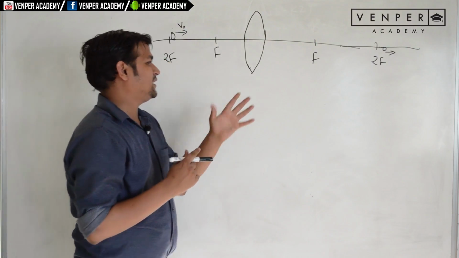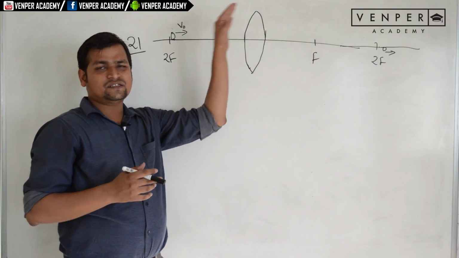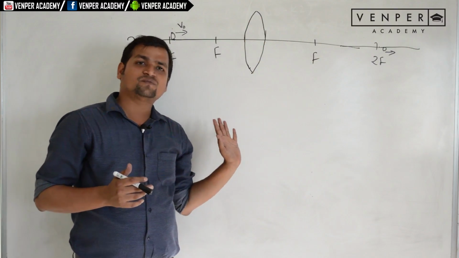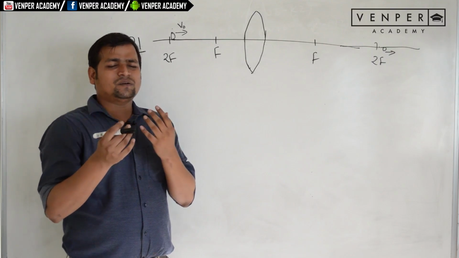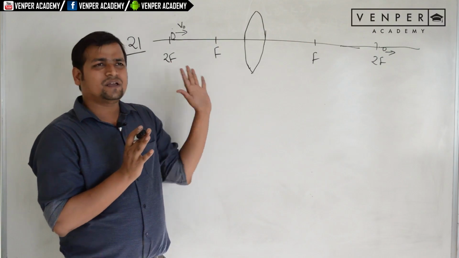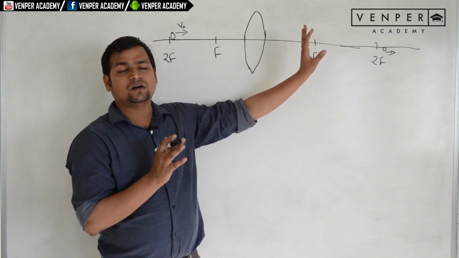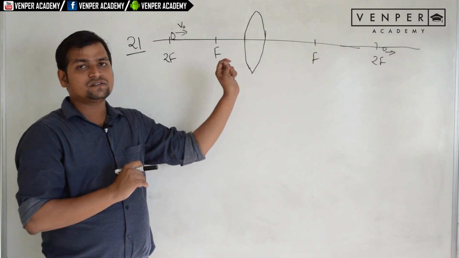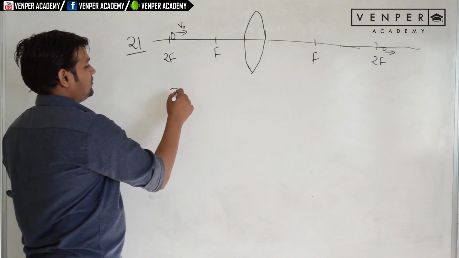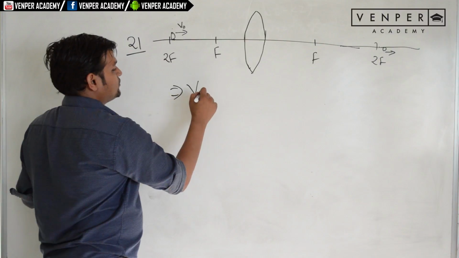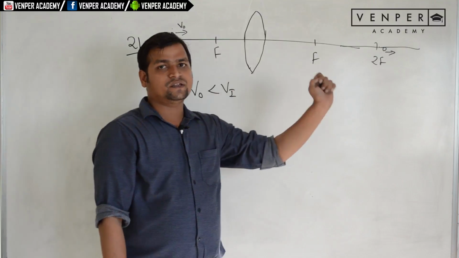One thing we know is that whenever the object is at 2f, the image is also at 2f. As the object moves towards f, the image moves towards infinity. So the general perception is that when the object moves a distance of f, the image will move an infinite distance. So you can say that the velocity of the object is less than the velocity of the image, and the image is moving away from the lens.